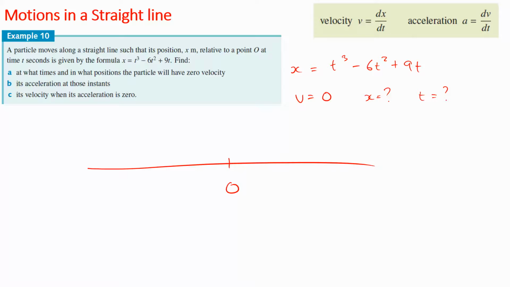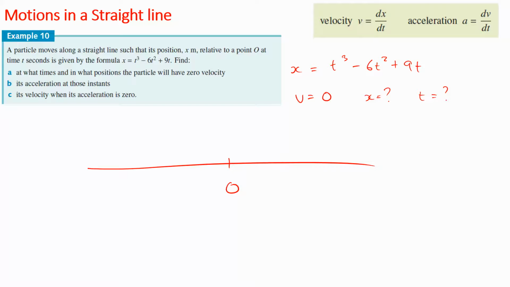They're saying, what times, so what is t? Position is x, so what is x if 0 velocity? So that's what they're telling you. They say v equals 0, find x, find t. You've got a position equation.